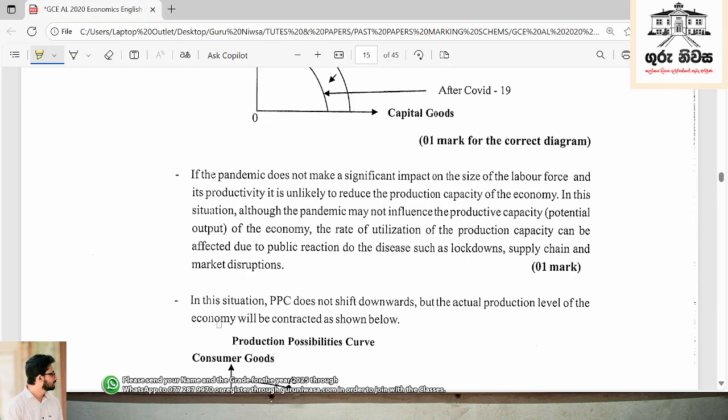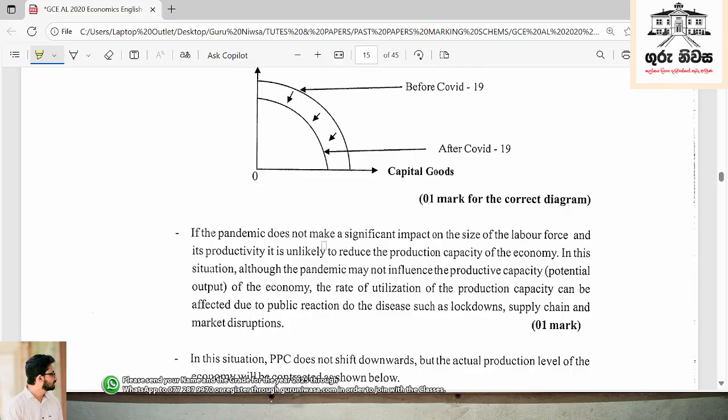Okay. Next point, if the pandemic does not make a significant impact on the size of the labor force, the best example is the first wave of COVID-19. Soon after COVID came to Sri Lanka, we had, what are the technical words, travel restrictions. Okay, it does not have a significant impact on the size of the labor force and its productivity. It is likely to reduce production capacity of the economy.